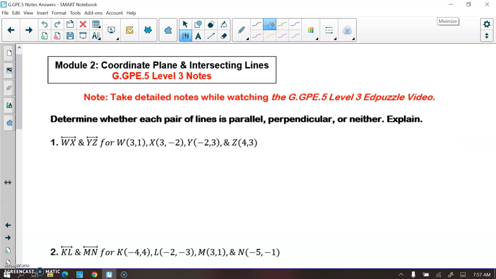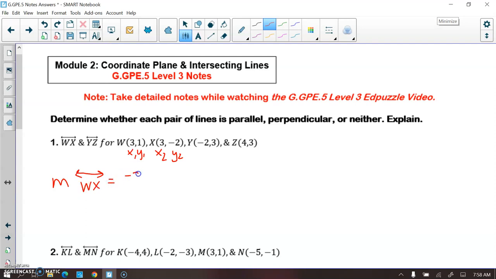So I'm going to find the slope using the slope formula. I'm going to label one of my points x1, y1, my other point x2, y2. And now I'm going to find the slope for line WX. Notice how I'm labeling my work so that way I know what line each slope is for.